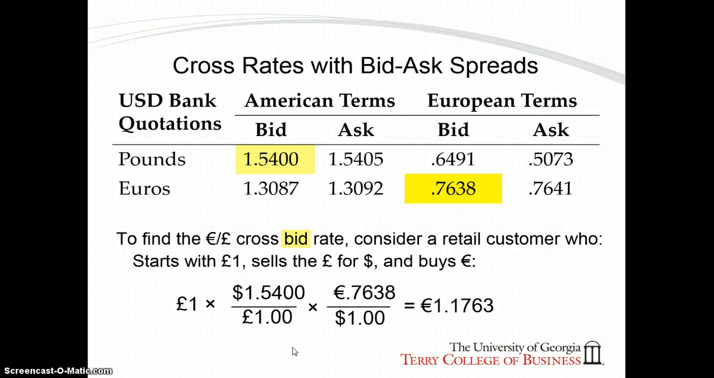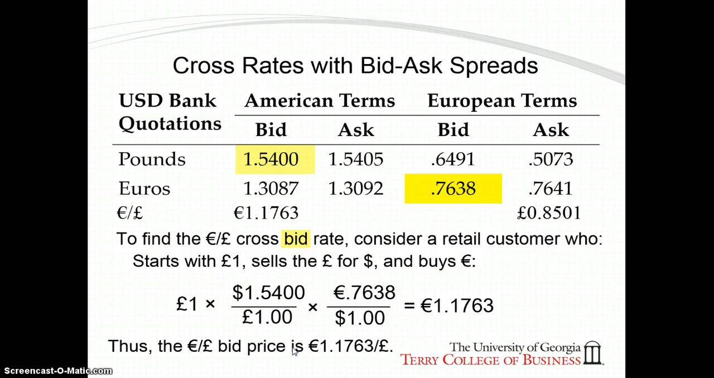Calculating the final product, we found that the cross-rate bid price is 1.1763 euros per pound. We can enter this value in the appropriate column in the table. And there it is. We can also fill in the European term ask price for the cross rate. Simply take the reciprocal of the value that we just calculated. The pounds per euro ask price is 0.8501 pounds per euro, and I've added that to the last column of the table, and there's the calculation kind of on the side at the right.